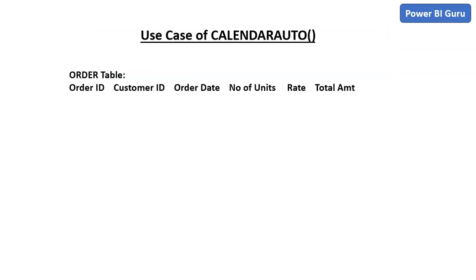So let's see how we use the CALENDARAUTO function. With CALENDARAUTO, we give only one parameter, that is the fiscal year end month. So if we pass 3, then it will start from the next month, that is 4. It will start from April and end on March. It looks at the column order date, and based on its minimum and maximum value it will generate the date table. So let's see how it is used.